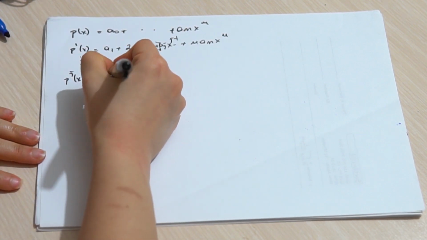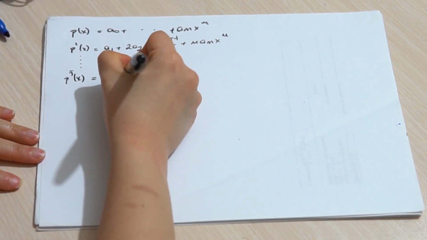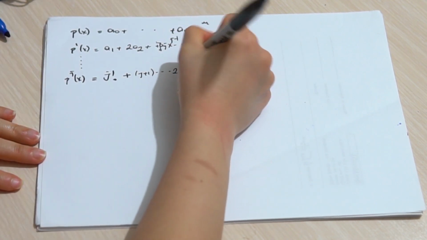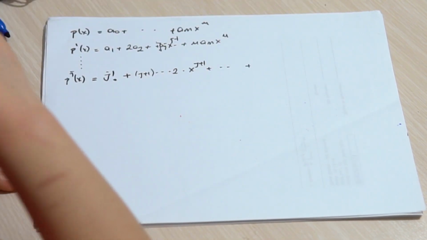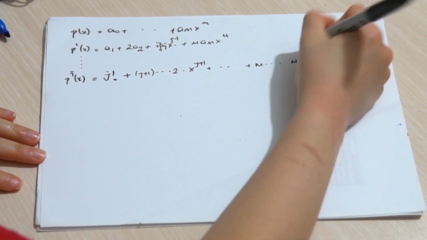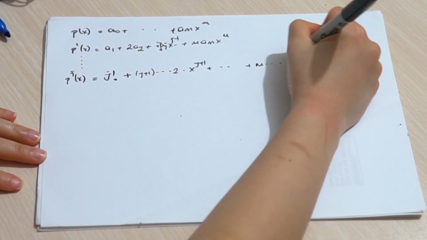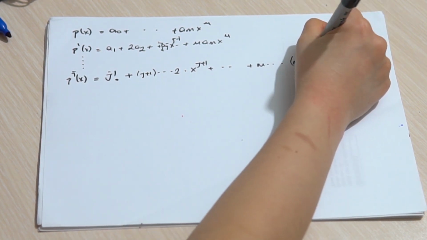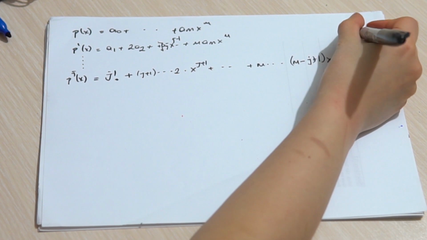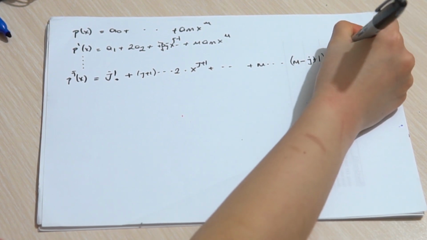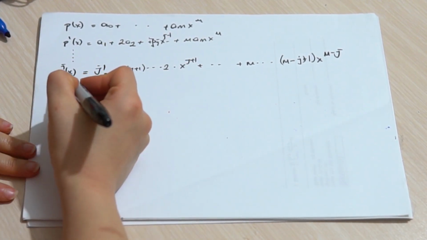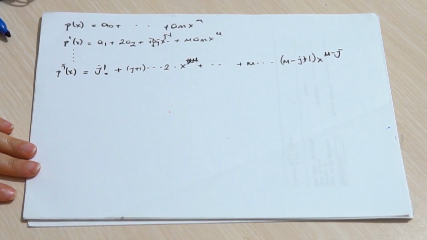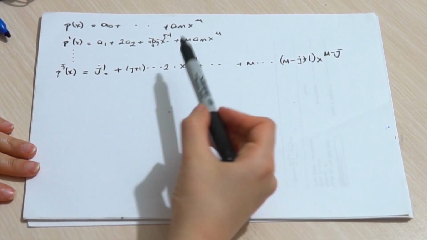So we will have j factorial times 1, plus (j+1) down to 2 times x^(j+1), and it goes till m times (m-j+1) times x^(m-j). Right? I have this polynomial. So when we put 0 here, there is x here and x here, right? This is not x^(j+1), this is x. So there is 1 x here and all the components will give 0.